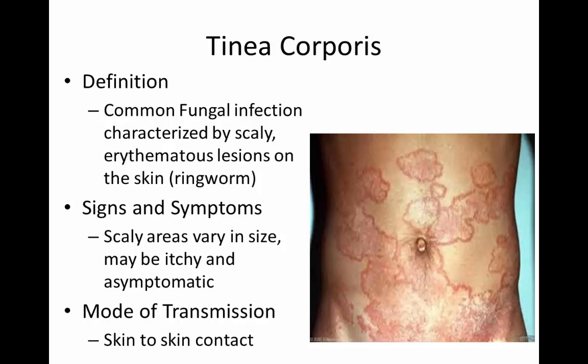Tinea corporis is a common fungal infection characterized by scaly, erythematous lesions on the skin, or ringworm. Signs and symptoms are scaly areas that vary in size. They may be itchy or they may be asymptomatic. The mode of transmission is high through skin-to-skin contact.